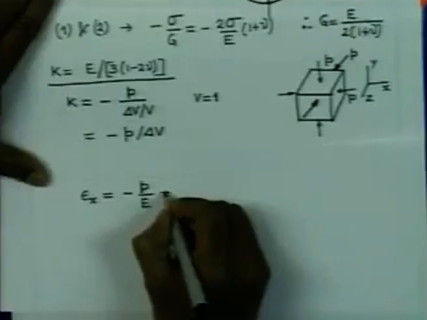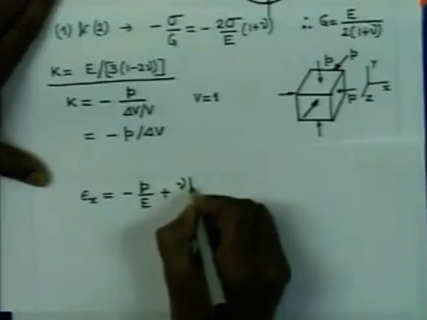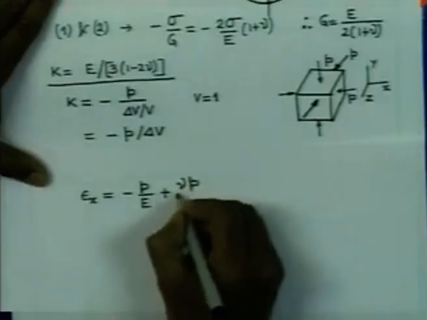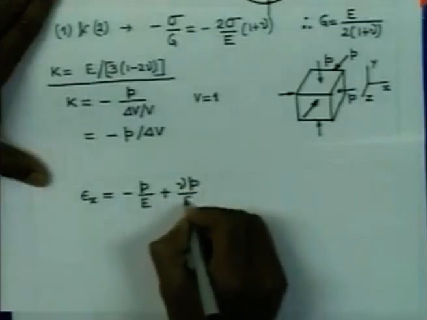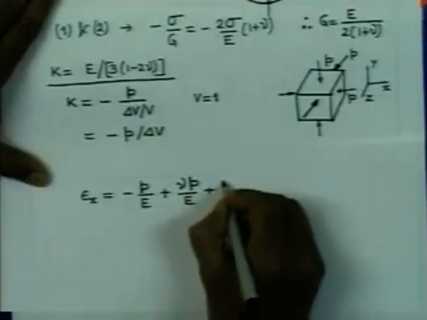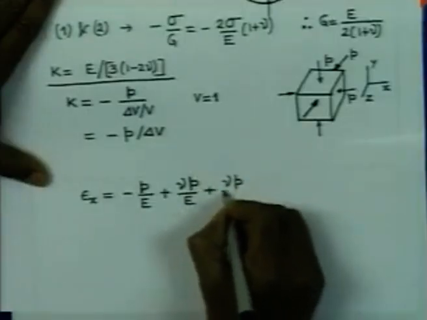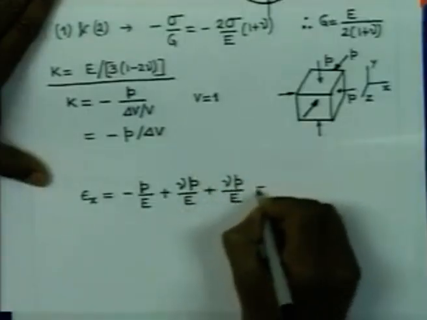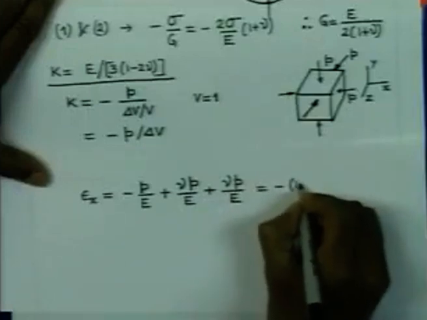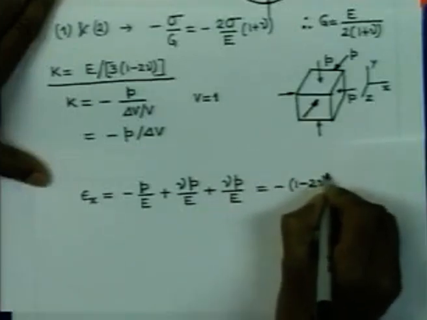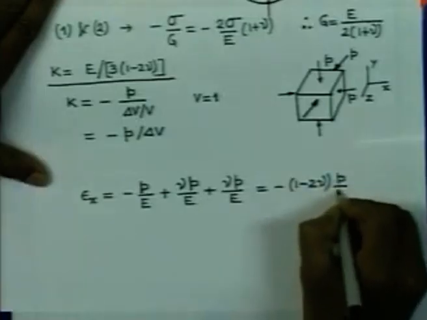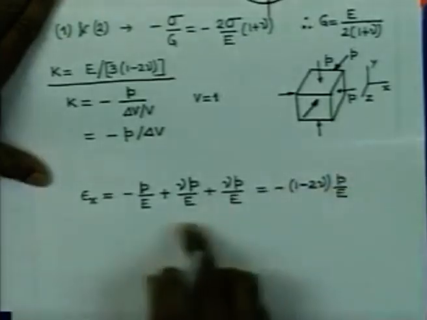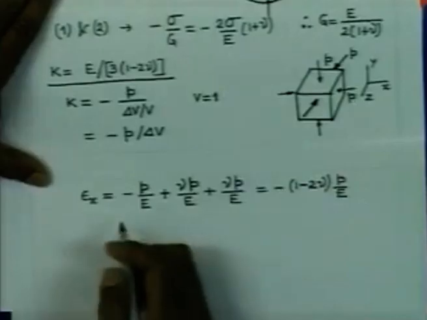minus nu times sigma y by E. Since sigma y is negative, it becomes nu P by E. Also, for the z direction we will have nu P by E. Therefore, it is nothing but 1 minus 2 nu times P by E, that is the strain in the x direction.